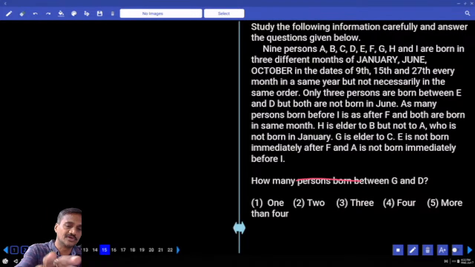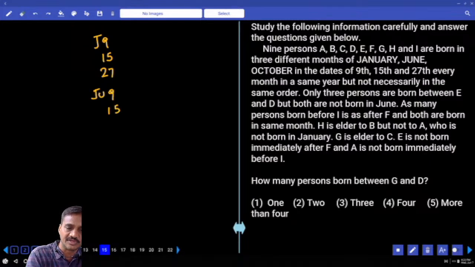The next one, 15 onwards. There are 9 persons. They were born in different months, and 3 different dates were given. What are the dates we have? Jan 9, 15, 27. And next, June and October. In June: June 9, June 15, June 27. Then next one, October: October 9, October 15, October 20.